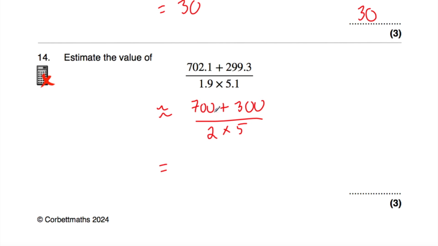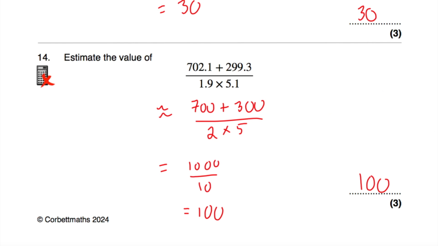Okay, so now let's work this out. 700 plus 300 is equal to 1,000, divided by 2 times 5 is equal to 10. So we've got 1,000 divided by 10, and 1,000 divided by 10 is equal to 100. So that's our estimate, 100. And let's just check our answer and see how close we were. On the numerator, 702.1 plus 299.3 all over 1.9 multiplied by 5.1. And that's equal to 103.34 and so on. So that's pretty close.